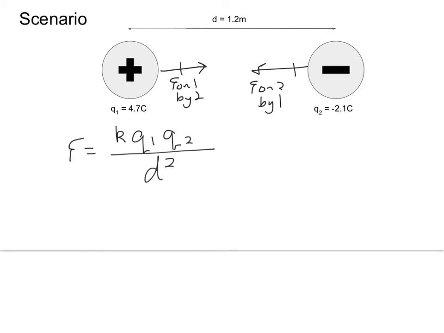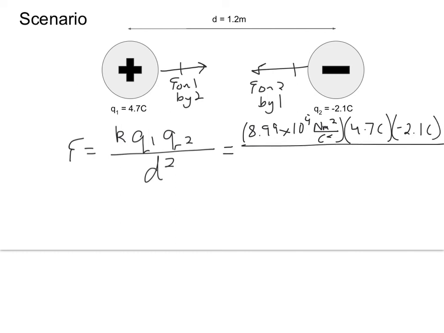Let's go ahead and solve this problem. So we already established that we have the force on 2 by 1 and the force on 1 by 2. This is the force that we're solving for. We have our equation. Let's start plugging things in. So up top, we start with lowercase k. That is always our Coulomb's constant, always 8.99 times 10 to the 9th newton meter squared per coulomb squared. Then we have Q1. That is given to us as 4.7 coulombs. Q2 is negative 2.1 coulombs. And the distance between them is 1.2 meters, squared.